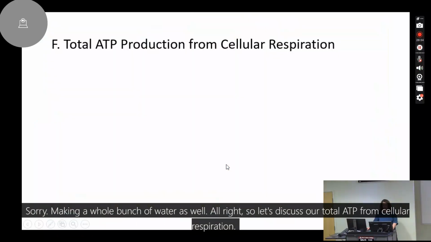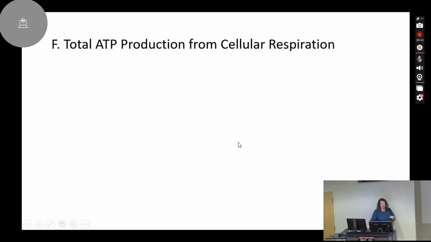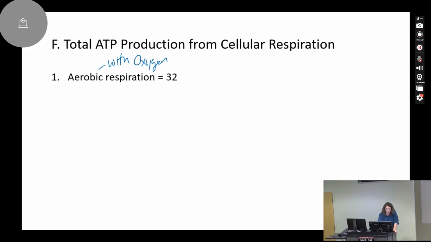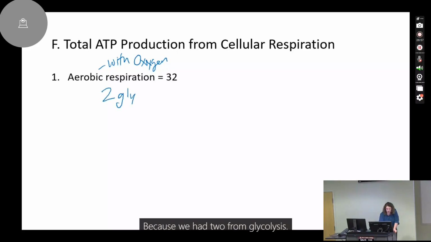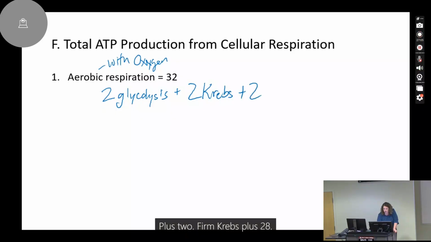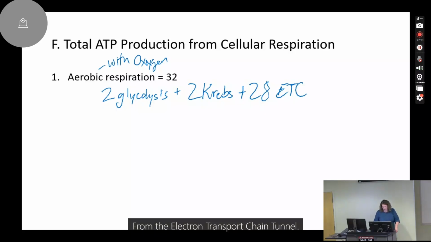All right. So let's discuss our total ATP from cellular respiration. How much do we make? So for aerobic cellular respiration, this is the one with oxygen, because we had 2 from glycolysis plus 2 from Krebs plus 28 from the electron transport chain.